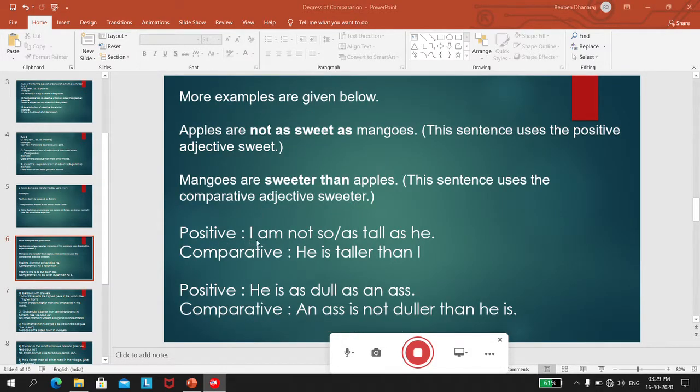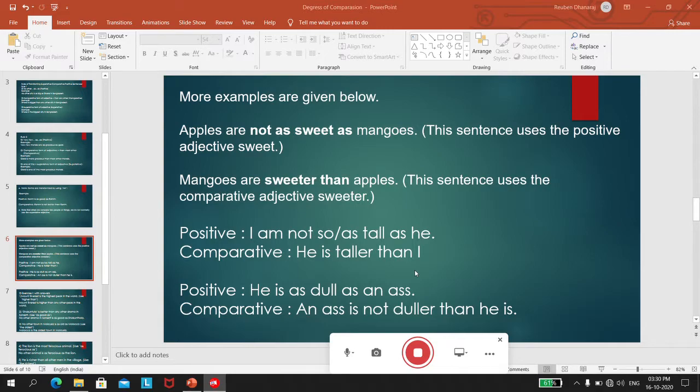Positive: I am not so or as tall as he. Now I'm asking you to change it to comparative: He is taller than I. So if I ask you to change the comparative form, He is taller than I, into positive, your answer should be: I am not as or so tall as he. See, I'm giving you options.